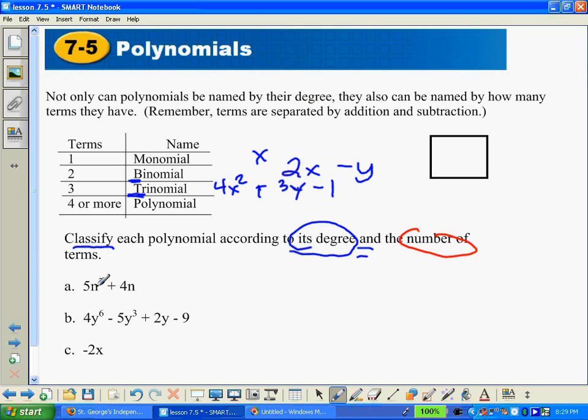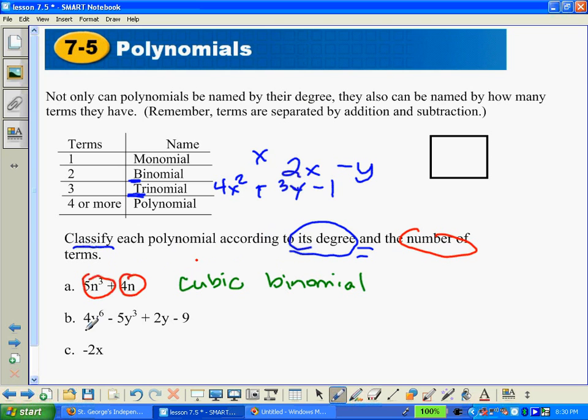In example B, we have degree 6, so 6th degree. How many terms are there? 1, 2, 3, 4. So that's a 6th degree polynomial. And our last, this is a degree 1 or a linear. There's only 1 term, so it's a linear monomial.